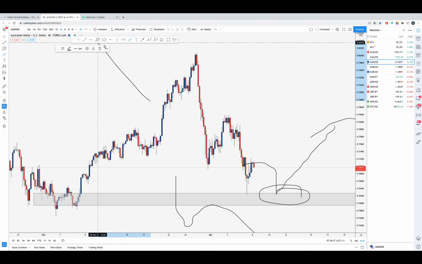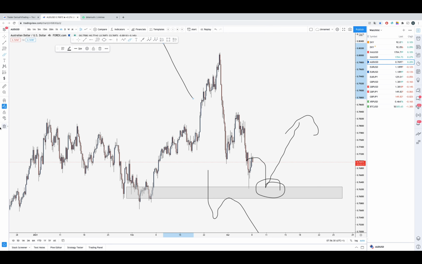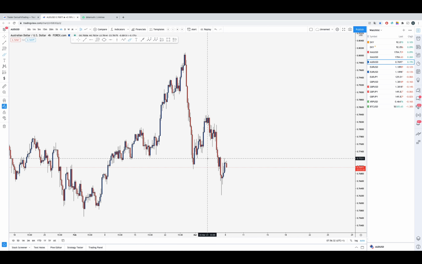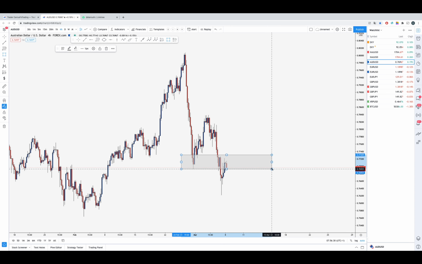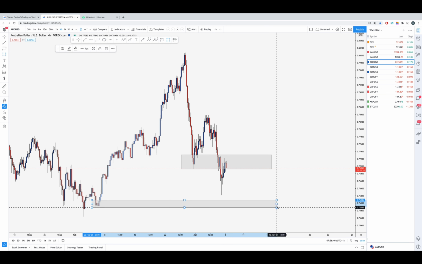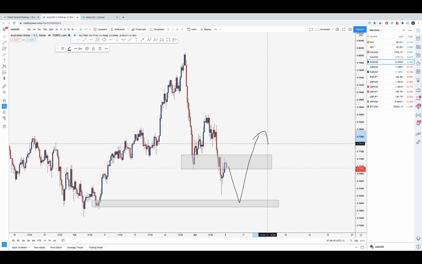And let me check the 4 hours. Yeah, also the 4 hours looks good. It is an area of supply currently, and therefore the probability is pretty high that the market will reject this area of supply, going down lower to hit this one over here before moving up higher.